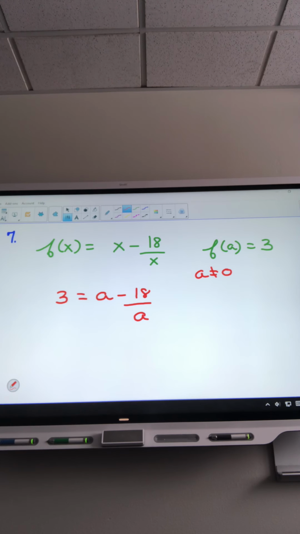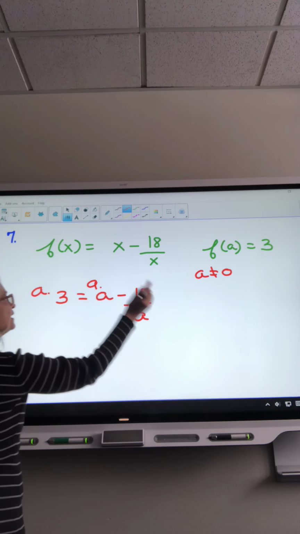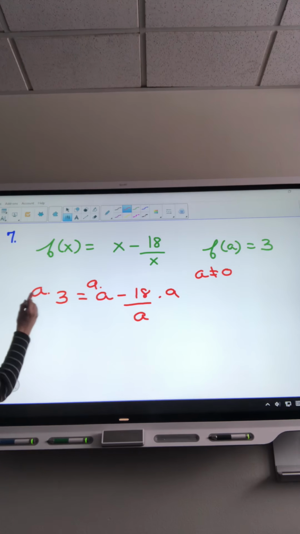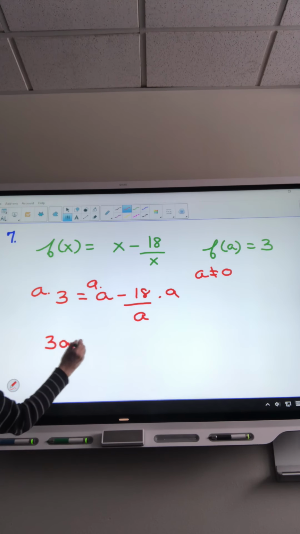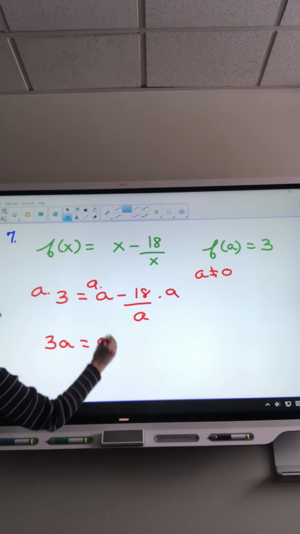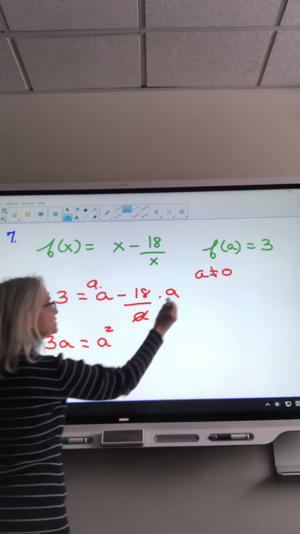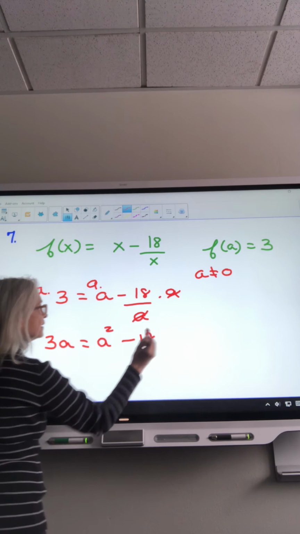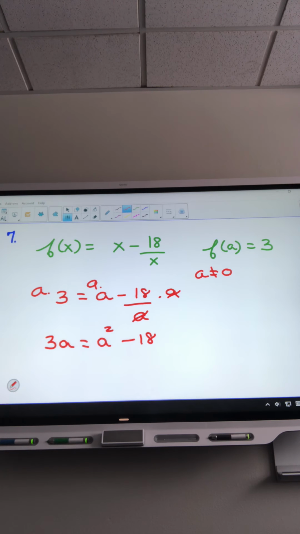Okay, so as we solve this, the common denominator is a, so we need to multiply all 3 terms by a. So 3 times a, times a, and a. So 3 times a is 3a. A times a is a squared. And this would just cancel out. So we have 3a is equal to a squared minus 18.